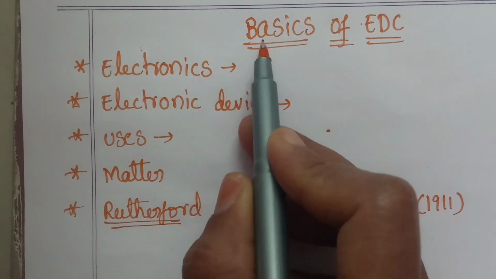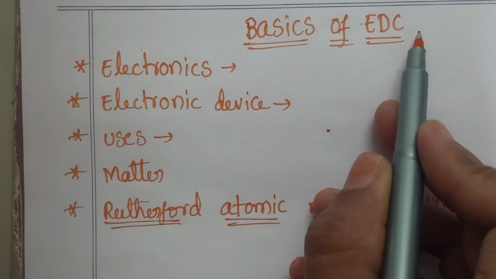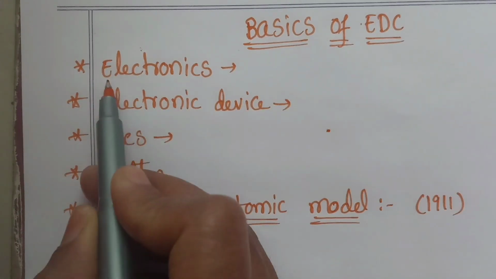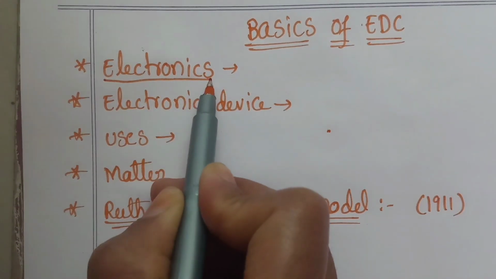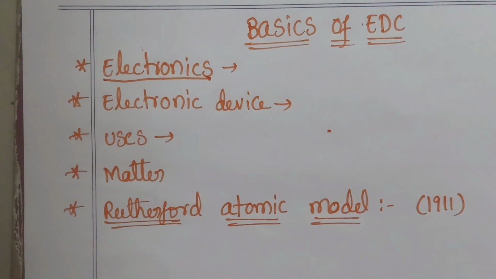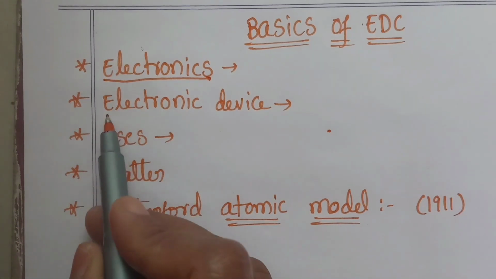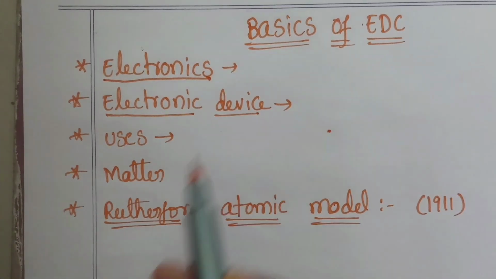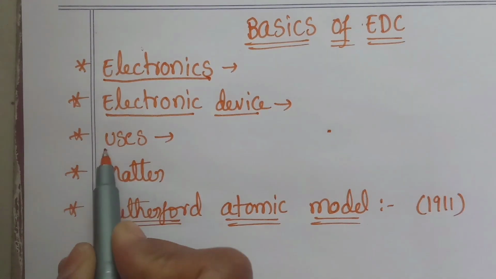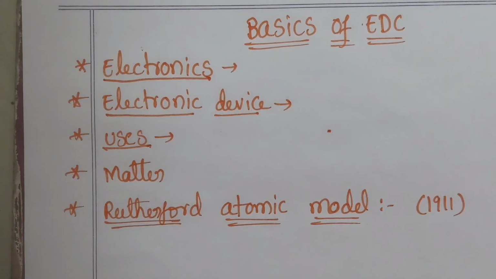Our today's topic is basics of electronic devices and circuits. First of all, let us discuss what is meant by electronics. Electronics is that field of science and engineering that deals with electronic devices and their uses. An electronic device is a device in which the conduction takes place due to the movement of electrons. Then, electronic devices find applications like amplification, rectification, control, and generation.